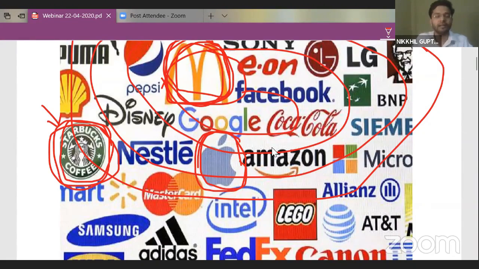Brand is nothing which is a logo. I know it is identified by logo, but ultimately brand generates some emotions in you. Whenever you see a brand, it generates some emotions in you. And that emotion is generated because of the amazing experience which that brand had given to you.